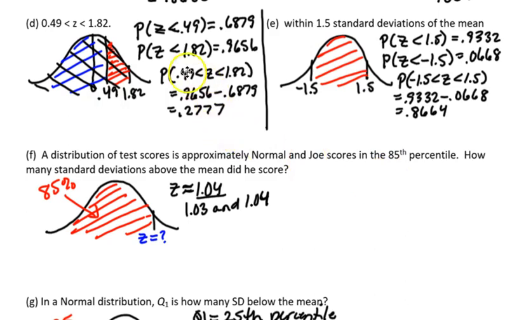Okay, now when we get to the ones that are in between two numbers, this is where I think you'll find the calculator preferable, because you don't have to look up two numbers and subtract them. You can do it all in one step. Because when we use our left bound now, our left bound is just going to be 0.49 and our right bound is 1.82, and then our mu and our sigma. So we do this all in one step.